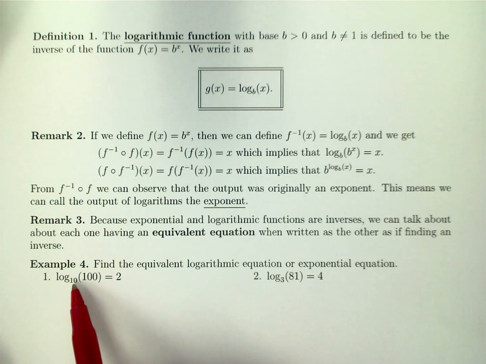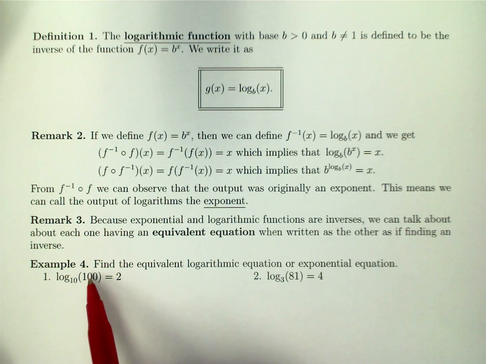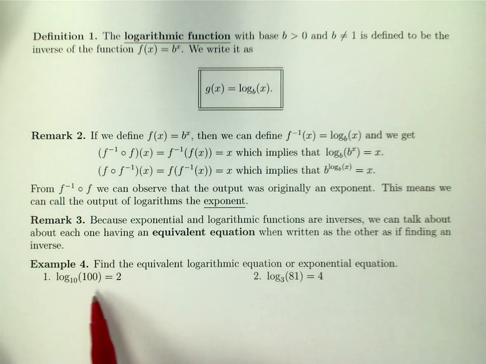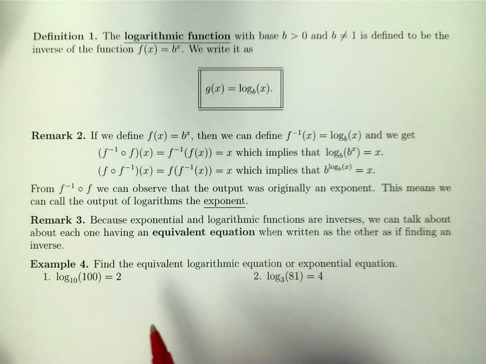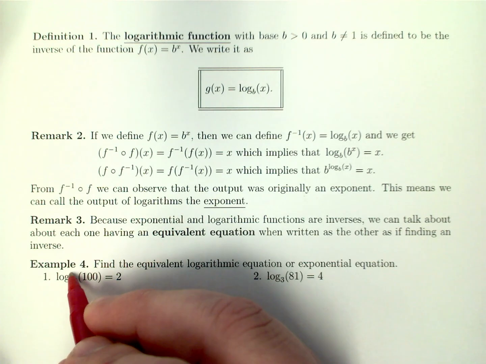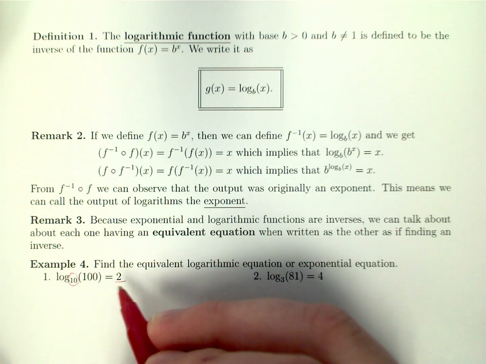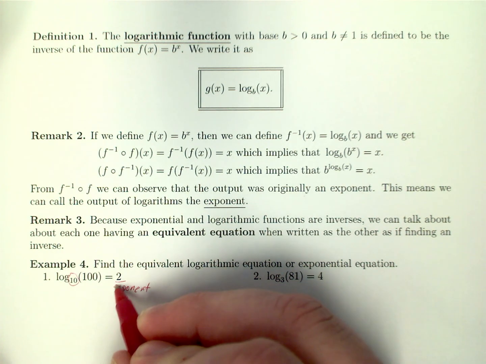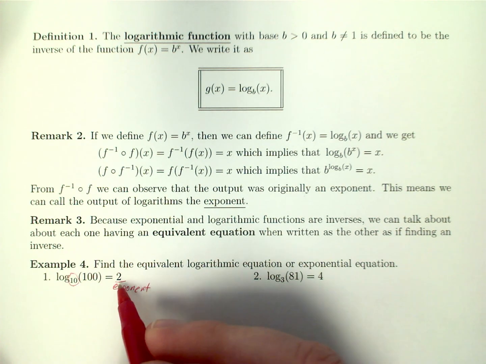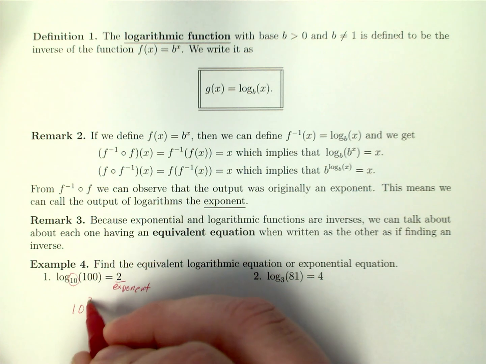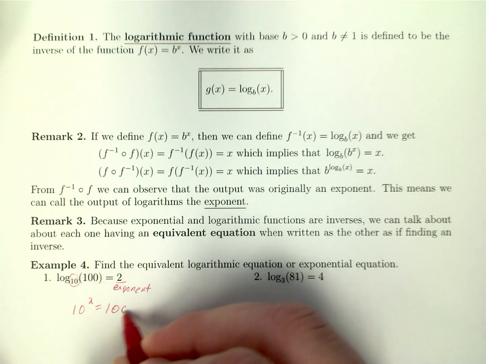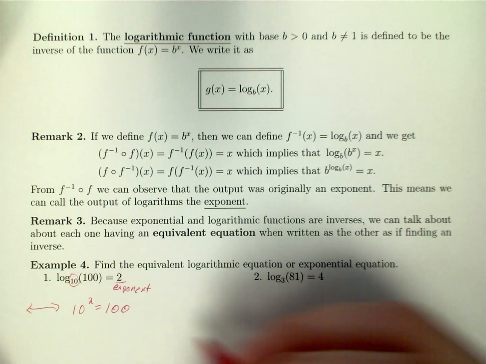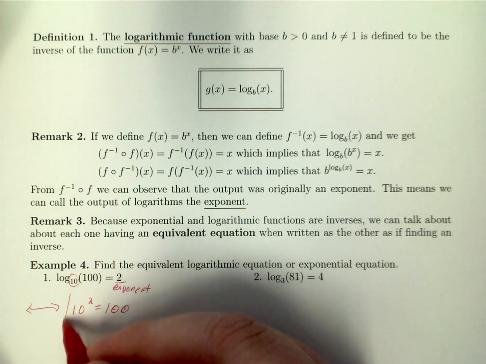So if you're trying to look at log base 10 of 100 equals 2, a way to understand this problem is to say, hey, this is the base, and then we have an output of 2 for a logarithm. We should think about that as an exponent. And with that base and exponent, 10 squared equals 100. So 10 squared equals 100 is the equivalent equation that we're looking for.